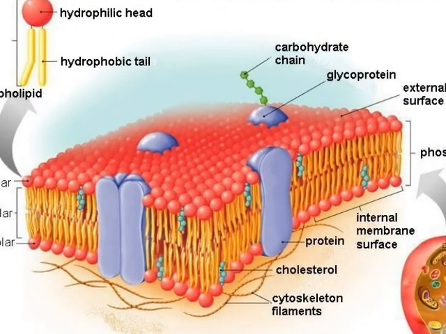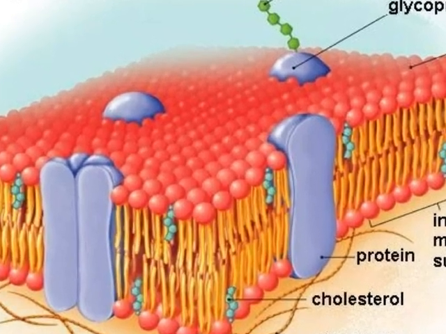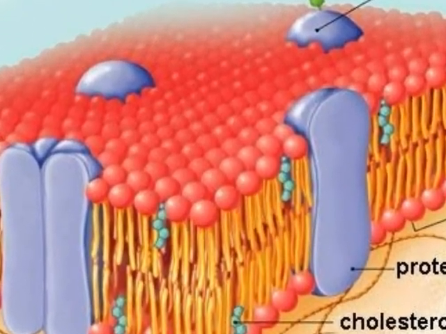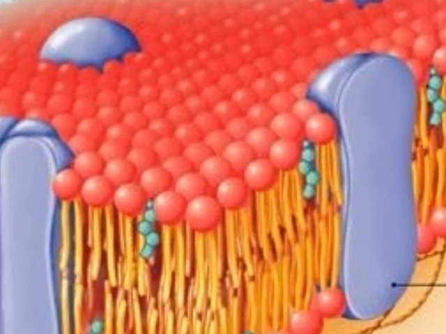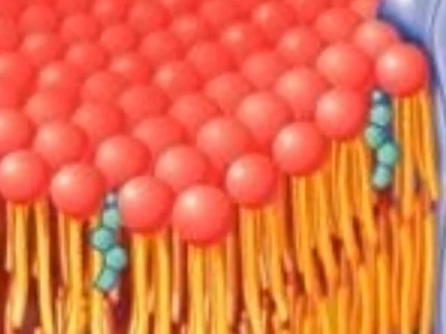As we near the cell membrane, you will see it is made of phospholipids. These phospholipids have a hydrophilic head and hydrophobic tails. The tails stay on the inside because they do not attract to water. The heads go on the outside because they are attracted to water.